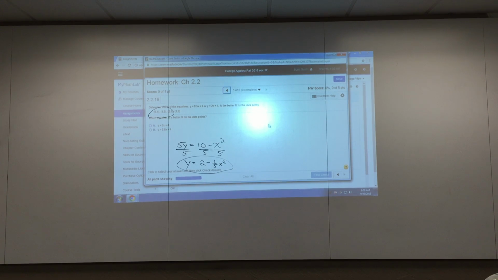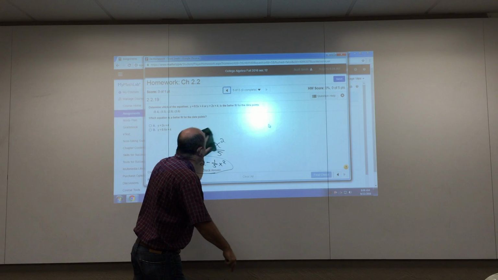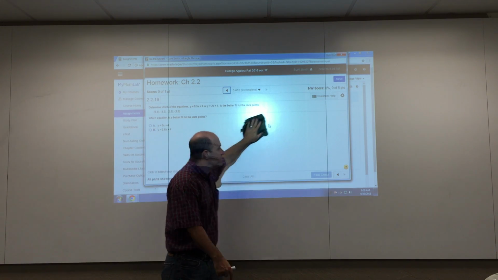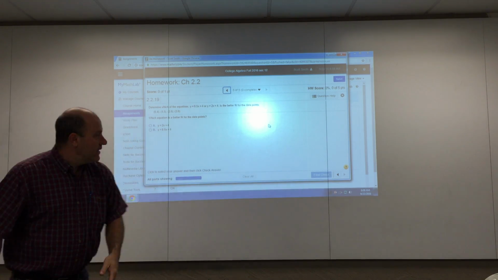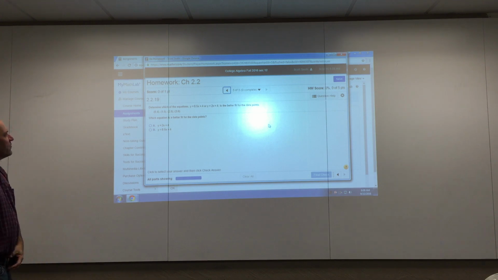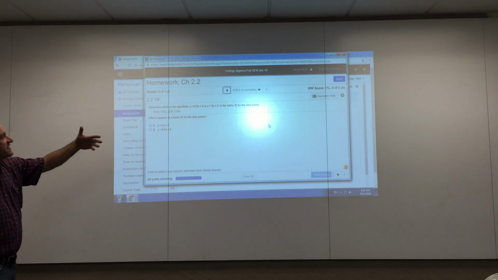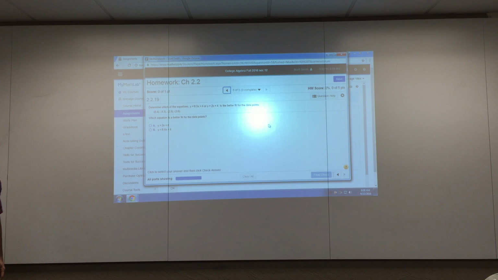Sometimes this computer doesn't show up too good on this. But I'm just trying to help you with some homework. I found this in 2.2. 2.2 was kind of a minor section, but here's this problem. Determine which of these equations best fits this data. That's kind of what 2.2 was about.